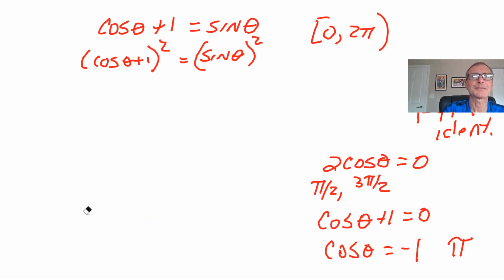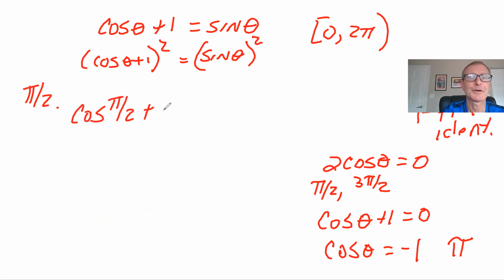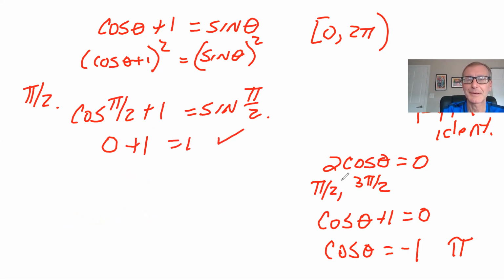So when we take a look at this, what do we start with? Let's start with pi over 2. So that would be cosine of pi over 2 plus 1 equals sine of pi over 2. So what is cosine of pi over 2? Well, that would be 0. So 0 plus 1. And what's sine of pi over 2? That's 1. Okay, so this one's good. Cool. Next stop.